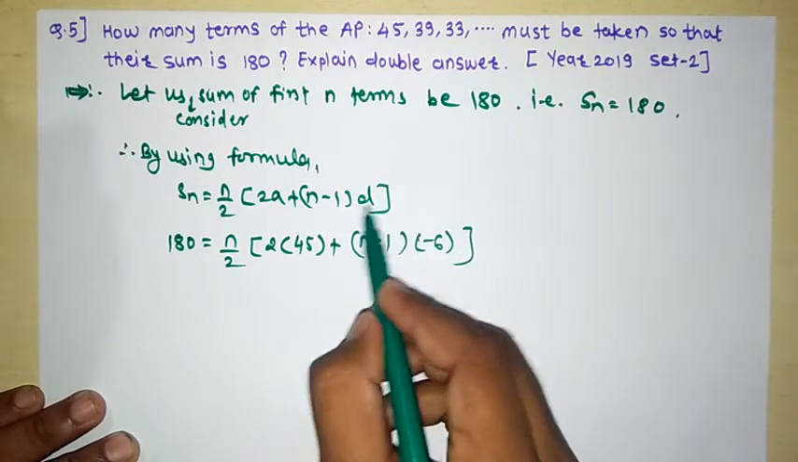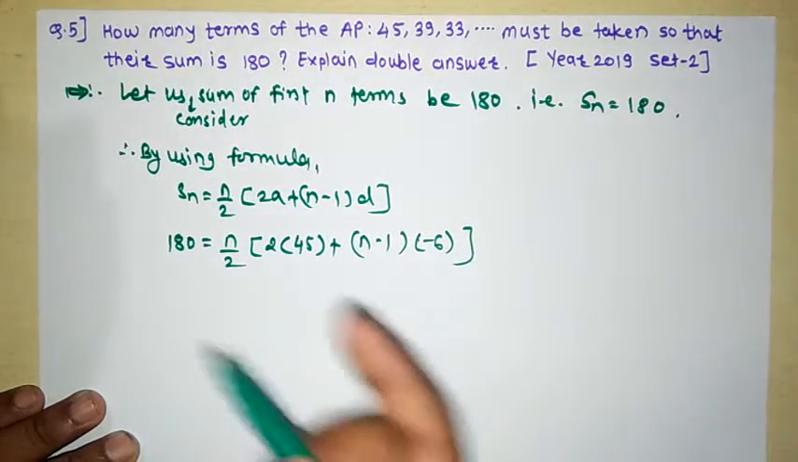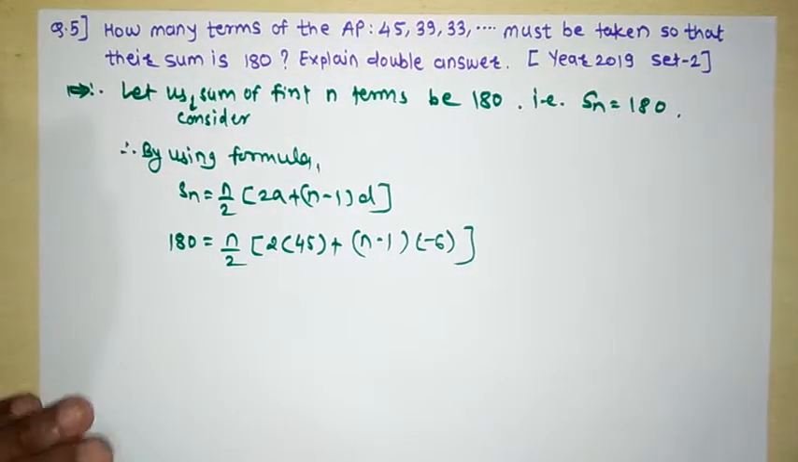See here, all are thinking I am directly writing. You have to write the common difference and all those things in the given data. Okay friends, because it is a remedial class, that's why I am not writing what is the common difference and what is the A. Directly I am putting the values.